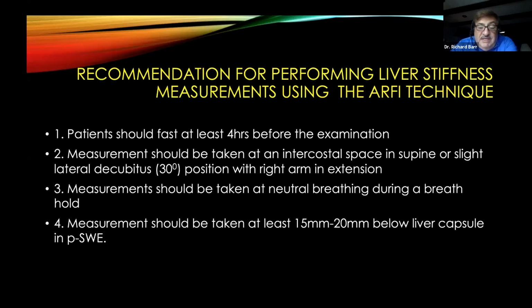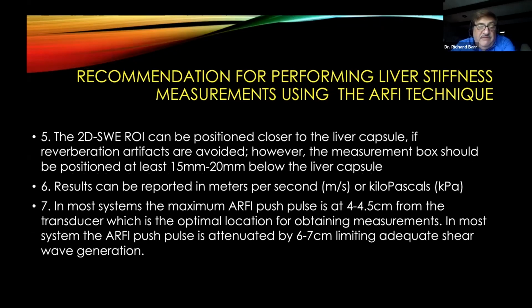Measurement should be taken at least 15 to 20 millimeters below the liver capsule, particularly in point shear wave, and we'll discuss this at length a little bit later. And this is because we see reverberation artifact in that first 1.5 to 2 centimeters, which gives us markedly higher readings than the normal liver. For the 2D shear wave, the ROI can be positioned closer to the liver capsule because we can see the reverberation artifact in the color map, and therefore we can avoid it, and we can position our ROI box in an area where we don't have that artifact.